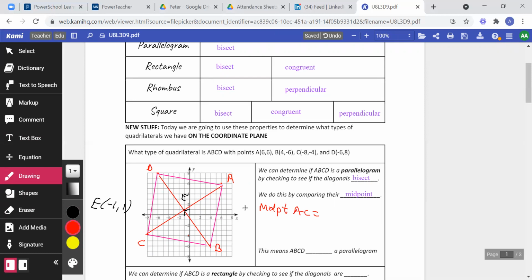We have A and C. The x value of A is what? 6. The x value of C is -8, over 2. And 6 minus 8 is -2, over 2. -2 over 2 is what? -1.